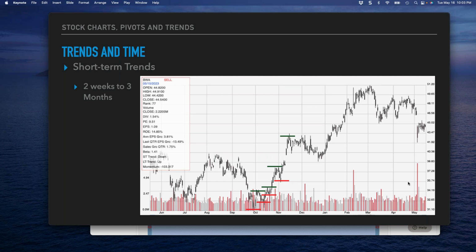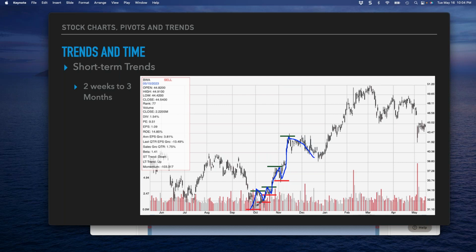We can see in the case of BWA that the stock had started to establish a very clear stair-step pattern. 1, 2, 3, 4, 5, 6. It started to build nice momentum in this upward trend. By the time it peaked in mid-November, we're at about a 6-week time frame, and we have a very clear upward trend. This is pretty aggressive in terms of its size and its slope. But at that point it started to retrace a little bit.